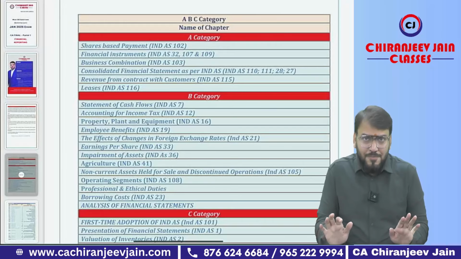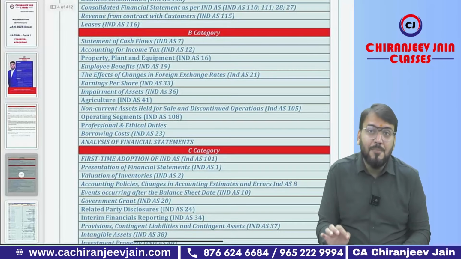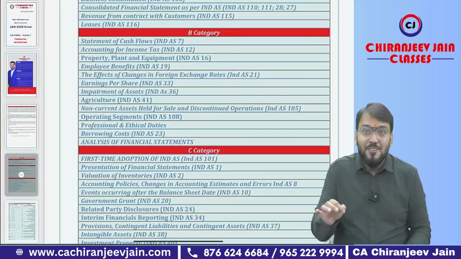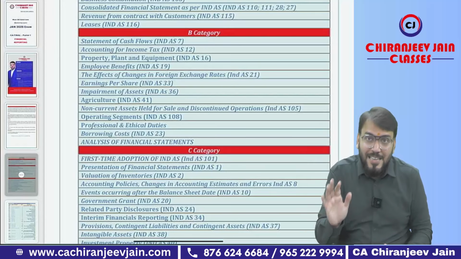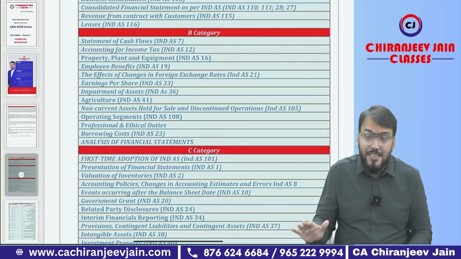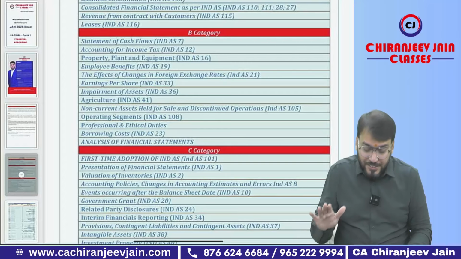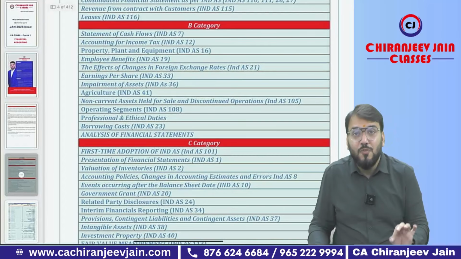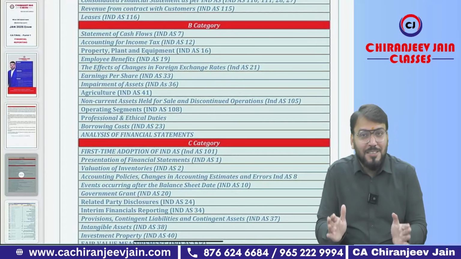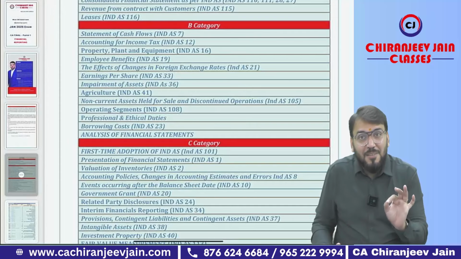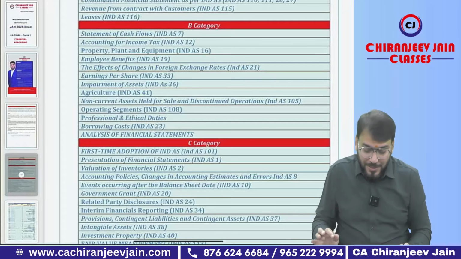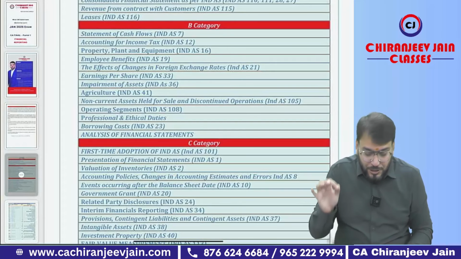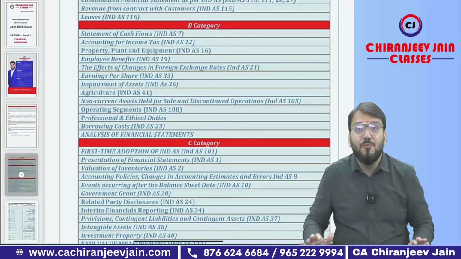Let me help you out: which chapters I have put in B category and which in C category. B category chapters are Ind AS 7, Ind AS 12, Ind AS 16, Ind AS 19, Ind AS 21, Ind AS 33, Ind AS 36, Ind AS 41, Ind AS 105, Ind AS 108. Simple, but very important from an examination point of view, because normally they ask questions from Ind AS 108. Professional and ethical duties, Ind AS 23, and analysis of financial statements.